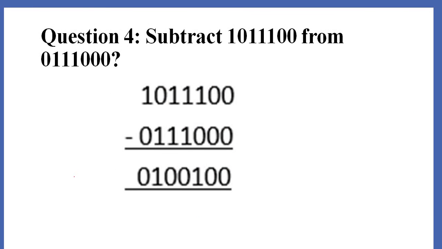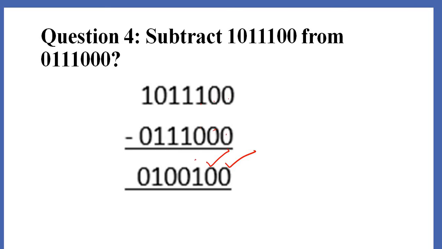Now I will move to the next question, that is question number 4. Here you have to subtract 1 0 1 1 1 0 0 from 0 1 1 1 0 0 0. That means you have to perform 1 0 1 1 1 0 0 minus 0 1 1 1 0 0 0.